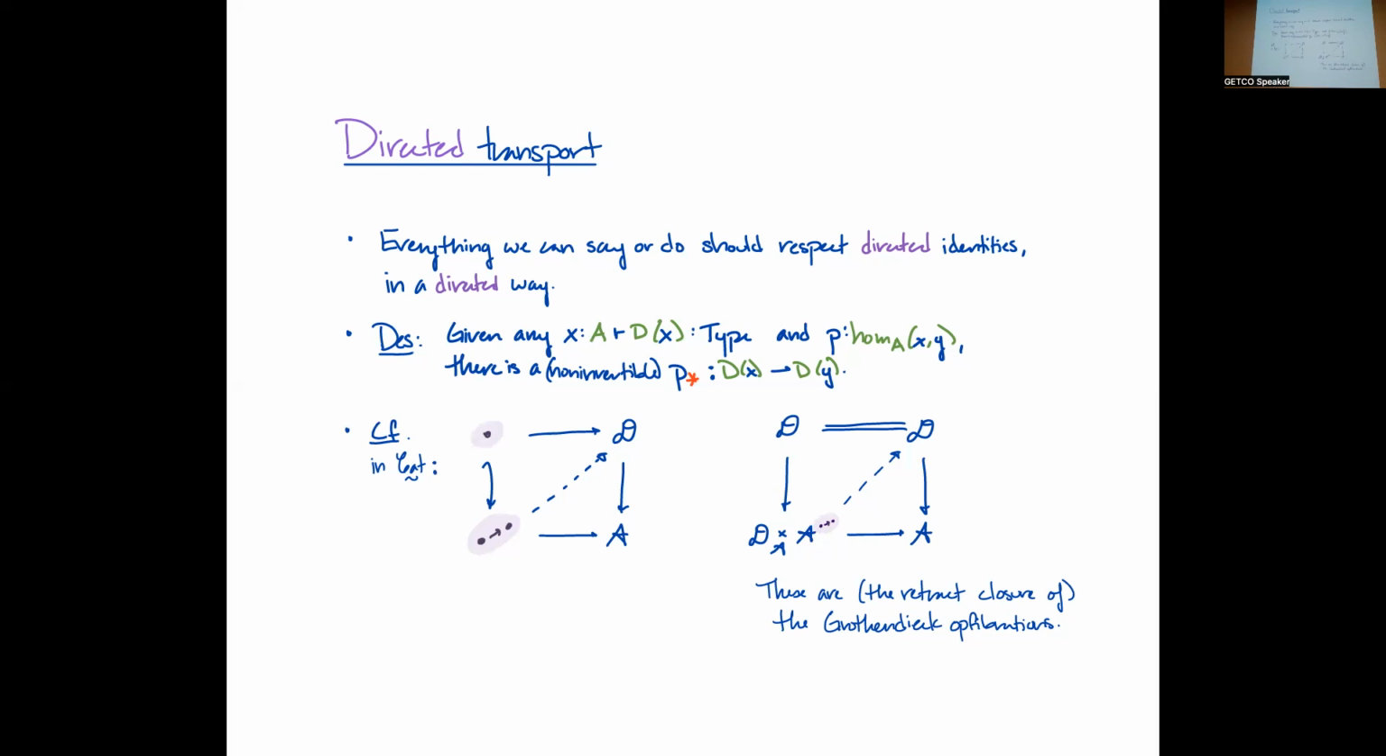Okay, so if we have a lift, that is really just saying that if we have a path in A and a starting point in D, then we can lift the whole path in a coherent way. That's the point of bundling them all up into one category. Okay, and so if we think about functors with this kind of property, that whenever we can make a commutative square like this, with this kind of thing on the left, there's a lift, these are exactly the retract closure of Grothendieck opfibrations.